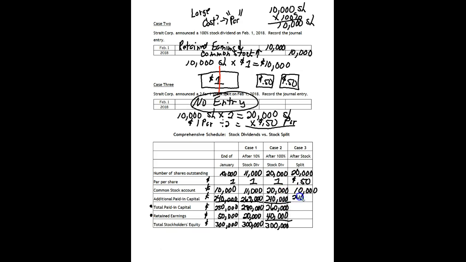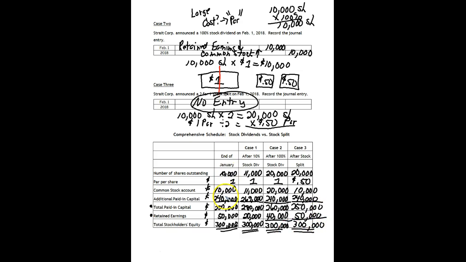Okay, so since there's no journal entry, common stock stays at 10,000, additional paid-in capital stays at $240,000. Total paid-in capital stays at $250,000. Retained earnings stays at $50,000. And so, adding those two together, total stockholders' equity is $300,000. So I'll double rule everything at the bottom, our total stockholders' equity.